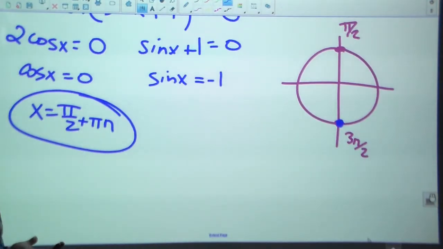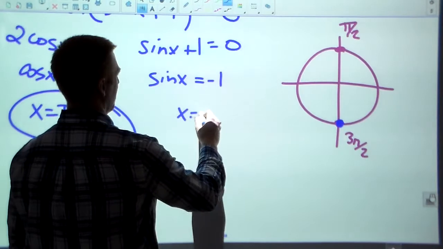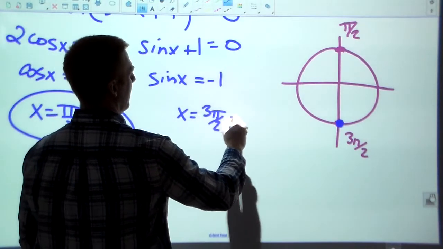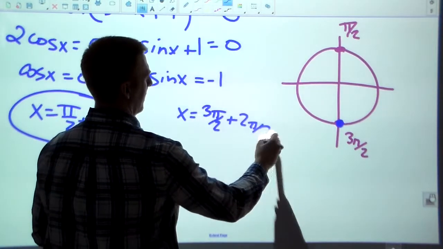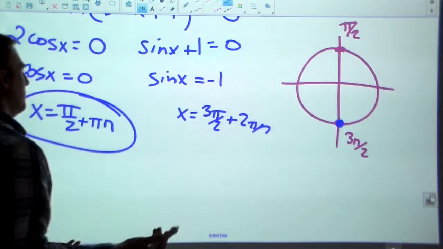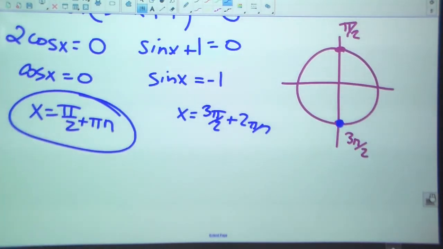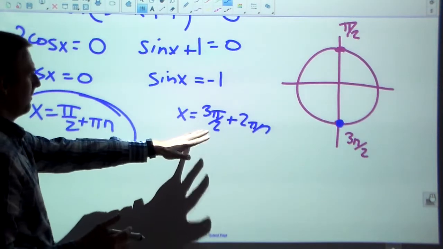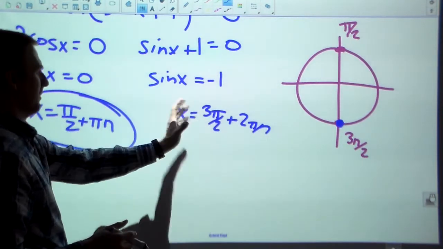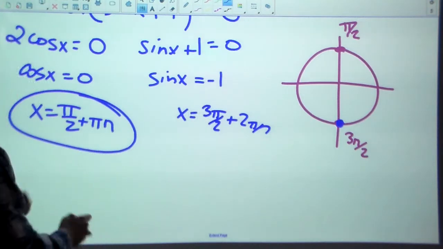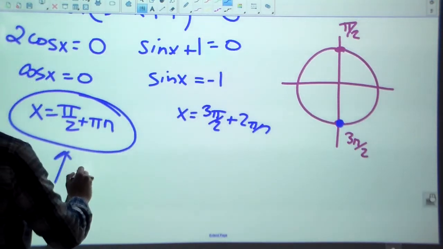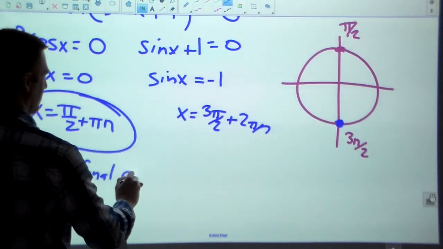So I could say it this way. I could say, all right, when 3 pi over 2 plus every 2 pi in radians, but that's already included in this. So it's really unnecessary. It's a true statement, but I wouldn't circle it and include it as my final answer. I would say this right here is my final answer.